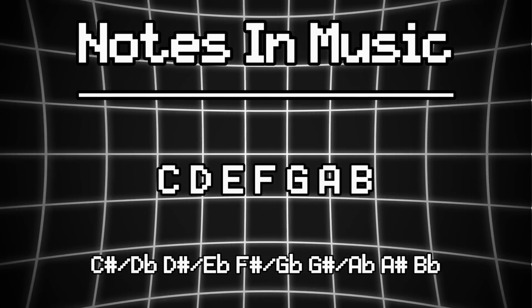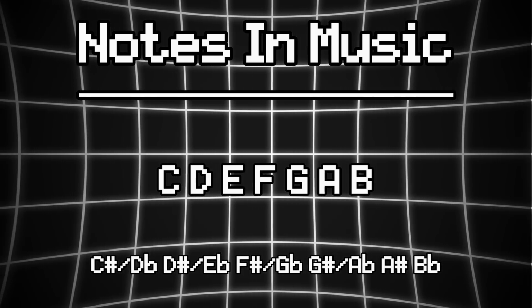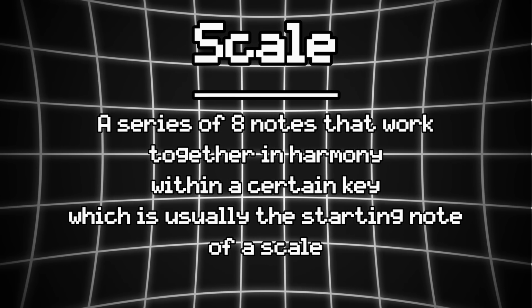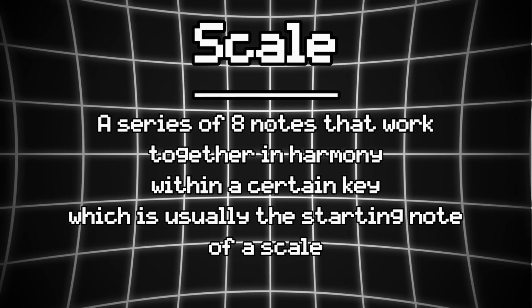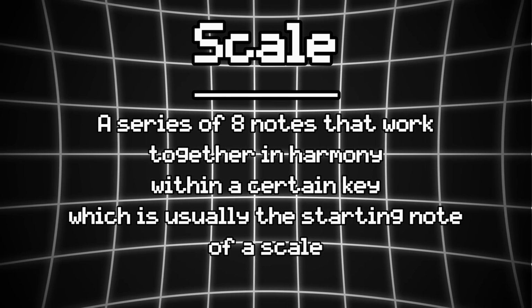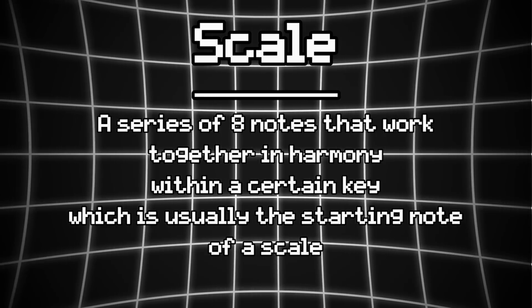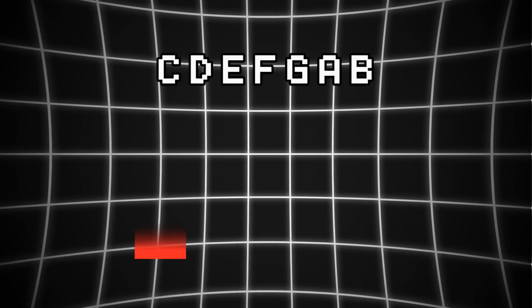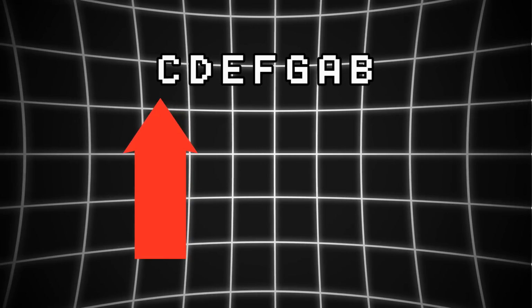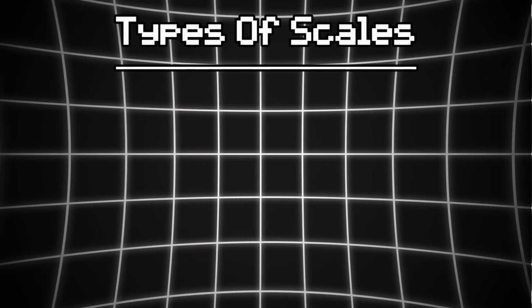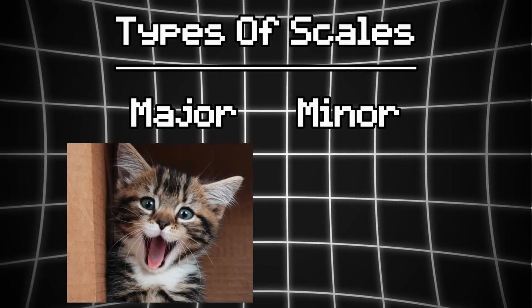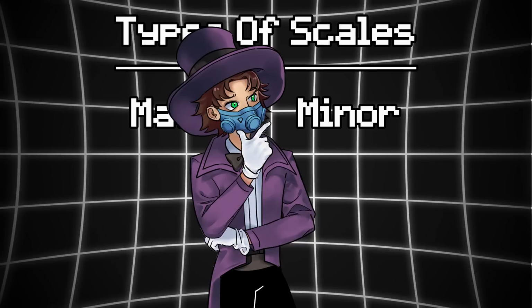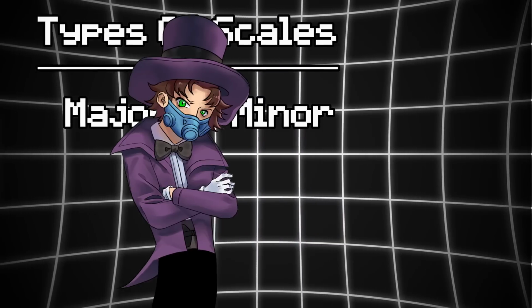Depending on the order of notes, a piece will be in a certain range of notes, which is called a scale, which is a series of 8 notes that work together to create a certain sound that works in harmony with each other. The starting note of this scale is referred to as a key. For example, if the first note in a scale is C, then the piece will be in the key of C. Now there are 2 types of scales, the major scale and the minor scale. Well, there are others, but we won't be discussing that in this video.